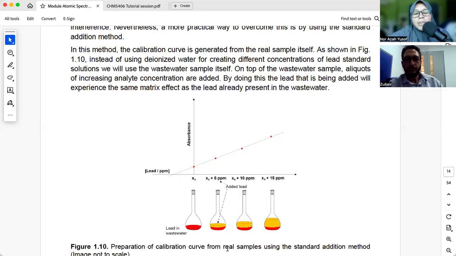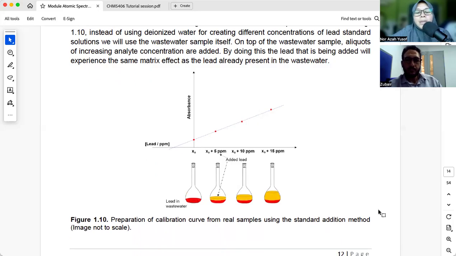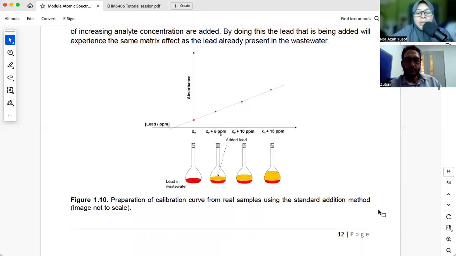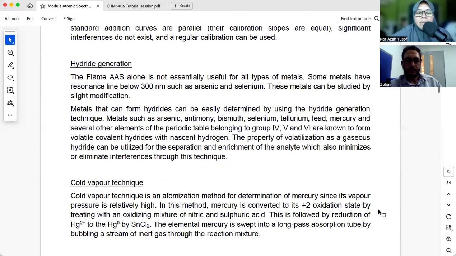So by doing this, we eliminate the issue of interference from the matrix just now. That's why it is called the standard addition method. The standard is added to the sample with a matrix. So this is very important for you to know before you can do a calibration curve, because once you have that, let's skip the hydride generation.